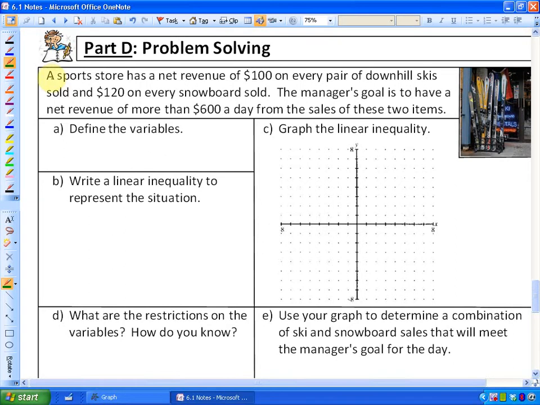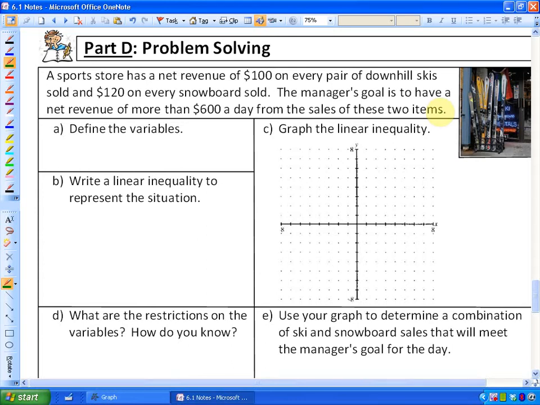This problem states a sports store has a net revenue of $100 on every pair of downhill skis, so they make $100 on every pair of downhill skis and $120 on every snowboard sold. The manager's goal is to have a net revenue of more than $600 a day from the sales of these two items. So what we're going to do is represent all the possible combinations. That's what an inequality does. It can represent many combinations that would meet the goals, or in this case, the manager's goal of more than $600 a day from sales.